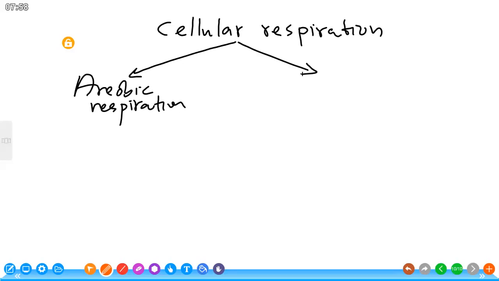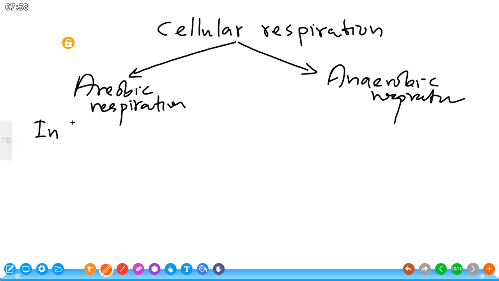In Sinhala, if you need, aerobic respiration means savayu sasaniya. Anaerobic respiration means niruvayu sasaniya. Aerobic respiration occurs in the presence of oxygen. When there is a good oxygen supply, glucose is completely oxidized, releasing more ATP. The reaction for aerobic respiration was given earlier.